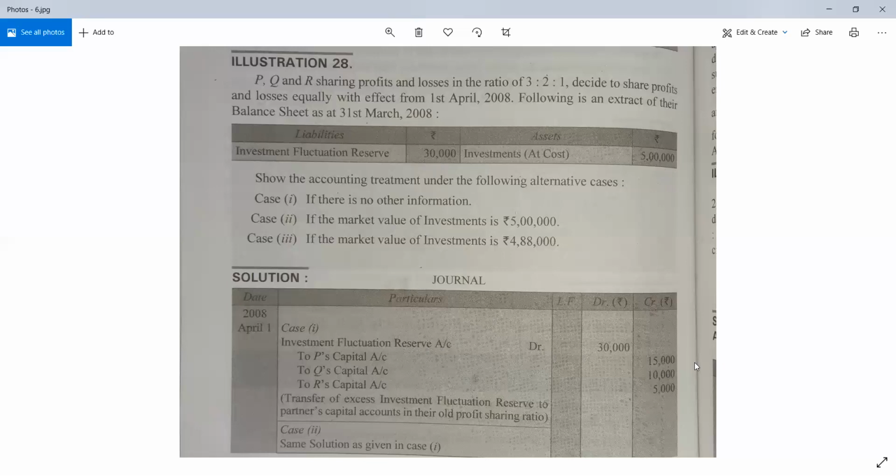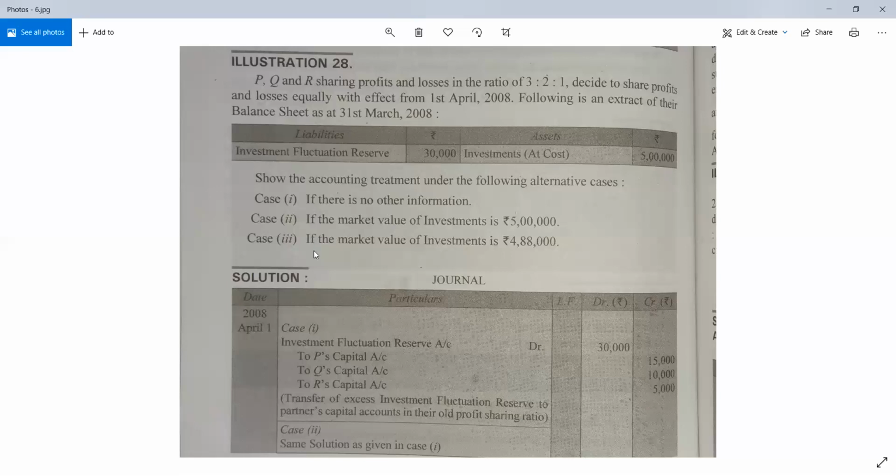Clear? Now the next transaction. Remember another thing: if the market value of investment is increasing also, suppose the value has increased to 5,20,000, then also this 30,000 will be transferred. Along with that, there is a particular treatment I will show you in case number 4 and 5. There are two situations I will show you separately. It is given that the investment was 5 lakh and the reserve was 30,000.